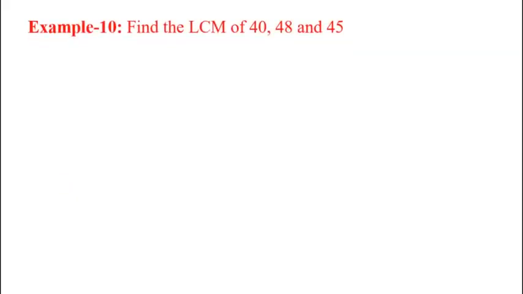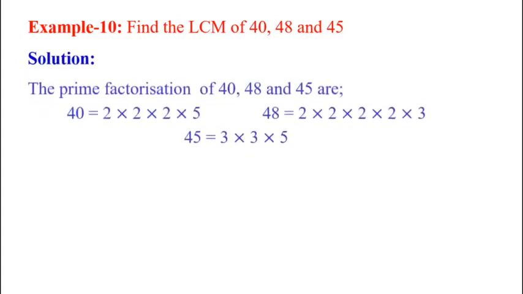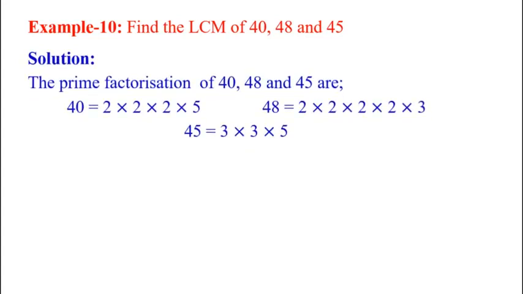Next, example 10. Find the LCM of 40, 48 and 45. Solution: the prime factorizations of 40, 48 and 45 are: 40 is equal to 2 into 2 into 2 into 5. 48 is equal to 2 into 2 into 2 into 2 into 3. And 45 is equal to 3 into 3 into 5.